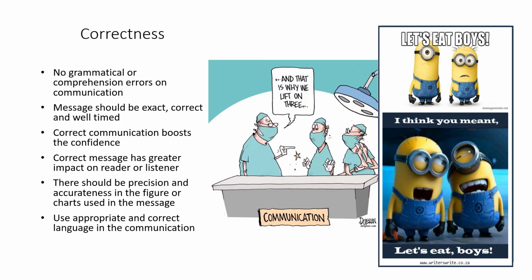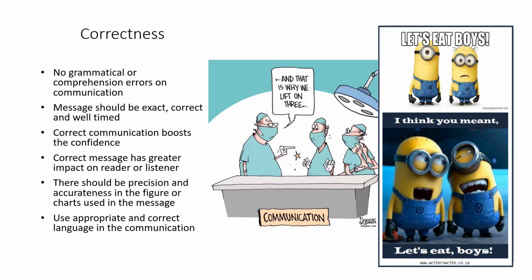As you can see in this image, all these three persons are trying to lift the patient from the chair. Because the doctor was not able to communicate properly, the patient is lying below the chair table. You can see the leg of the patient. And that is why we lift on 3. This means the timing of this doctor was wrong.